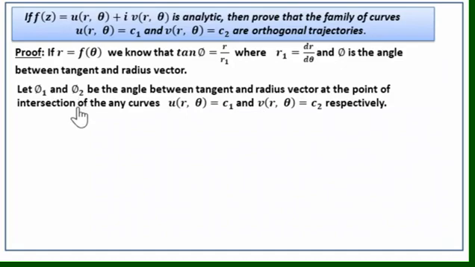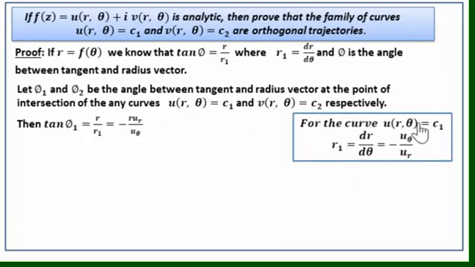Okay, so what is tan φ1? Tan φ1 is r by r1, where r1 is dr by dθ, and for the first curve we have, from the partial derivative formula, dr by dθ is minus u_θ divided by u_r. So substituting for r1, it becomes r by minus u_θ by u_r, or minus r u_r by u_θ. Similarly for the second curve, tan φ2 is r by r1.